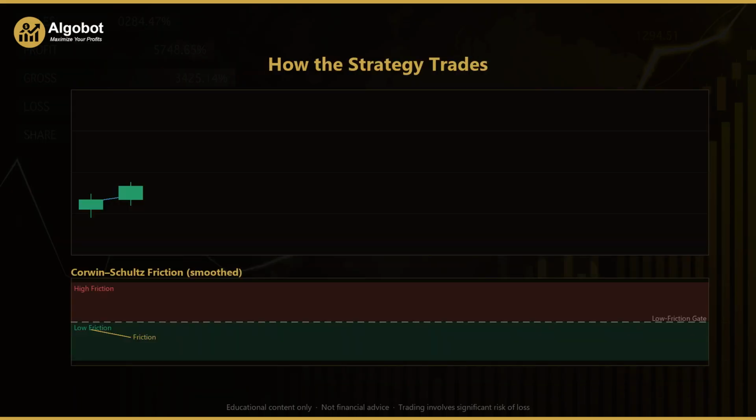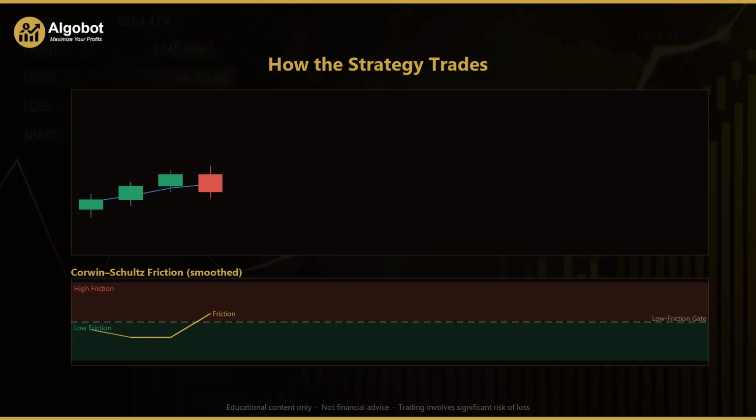Let's bring it all together on a chart. On the price panel, you can see the candles with the trend EMA drawn over them, and below is a subpanel showing the smooth Corwin-Schultz friction estimate, with a dashed line marking the low friction gate. Green below the line means calm, liquid conditions. Red above it means elevated friction, where the strategy stays out.